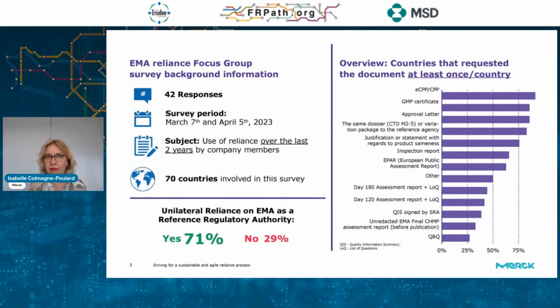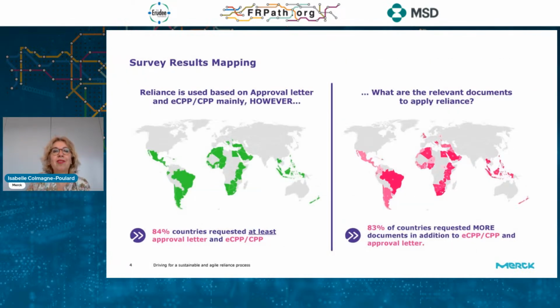It's not an exhaustive list. And we asked our member companies, did you provide these documents? Were they used for unilateral reliance? You can see the order of magnitude of use of those documents in the implementation of reliance, both in terms of number and type of documents. It's a bit tiny, but I will develop on the next slide.